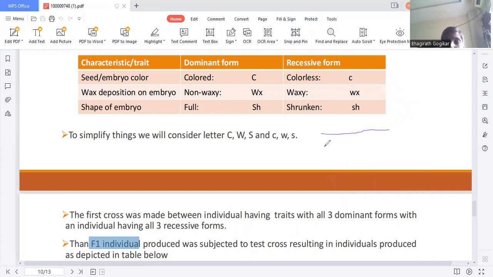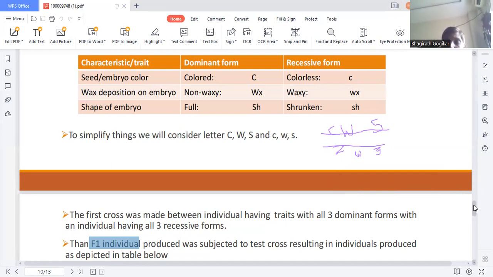This is the chromosome, and write the respective genes C, W, S. So this is the first parent, and this is the next parent, small c, small w, small s. Okay. So from these parents, we obtain the F1 individual. The F1 individual undergoes a test cross. We can get the progeny with different combinations.